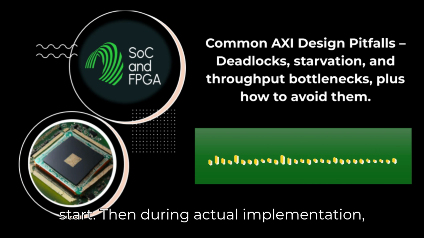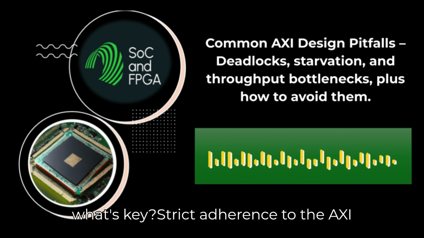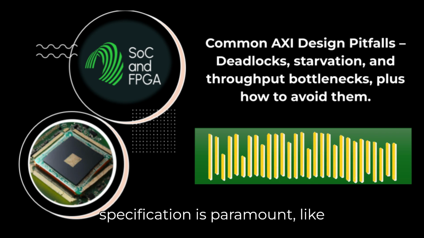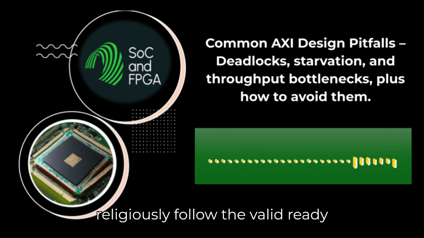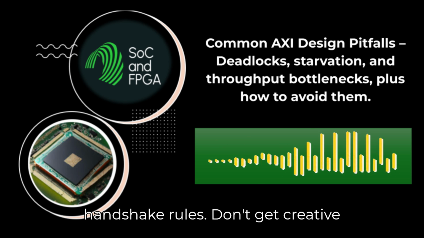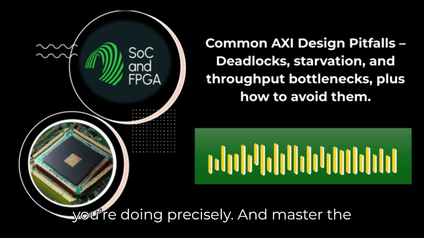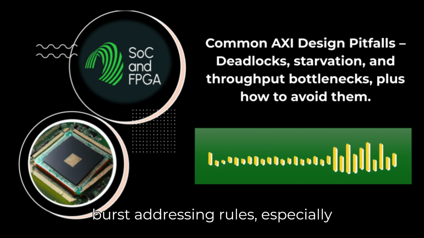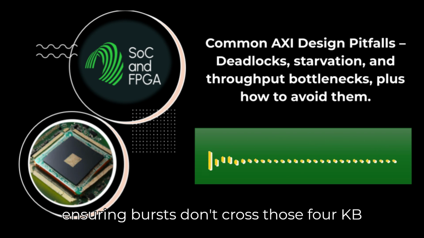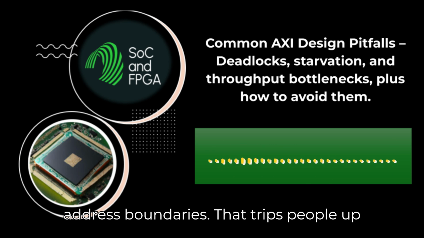Then, during actual implementation, what's key? Strict adherence to the AXI specification is paramount. Religiously follow the valid-ready handshake rules. Don't get creative there. Don't try to optimize the handshake unless you really know what you're doing. Precisely. And master the burst addressing rules, especially ensuring bursts don't cross those 4KB address boundaries.